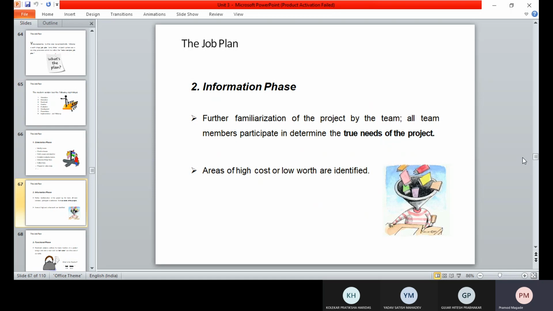So information. Here one line is very important. You can see the information phase. True need of the project. We will have to define the true need of the project. So that is very important. And the areas of high cost or low worth are identified. That is very important. So just write down these two key points: actual need and the costing related with the worth structure.